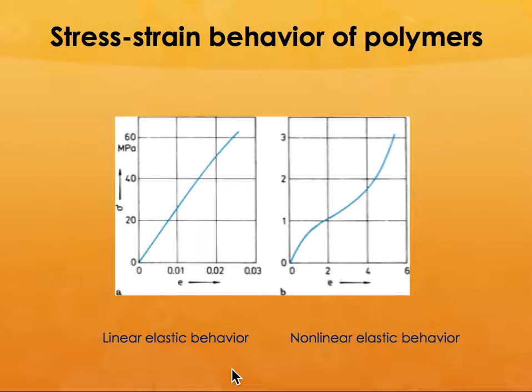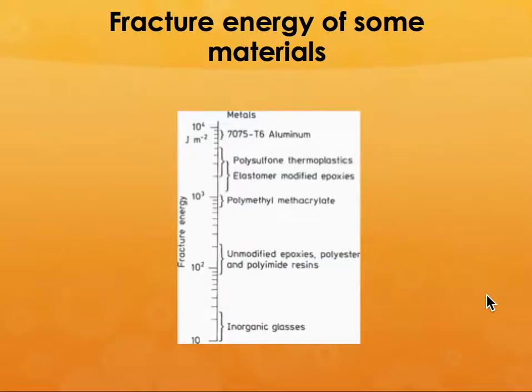If you look at polymers themselves, you have to look at the mechanical properties, and there could be two different types of stress strain behavior that you might find in polymers. One is the standard linear elastic behavior, and the other one is non-linear elastic behavior. Not every one of them will have linear elastic behavior, some of them might also have non-linear elastic behavior, and this will also depend upon the type of molecule that you are using.